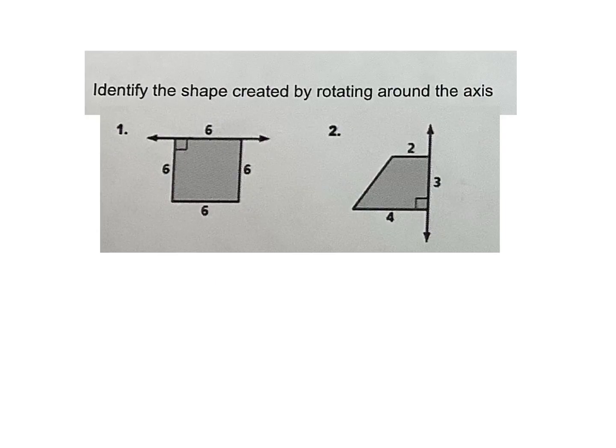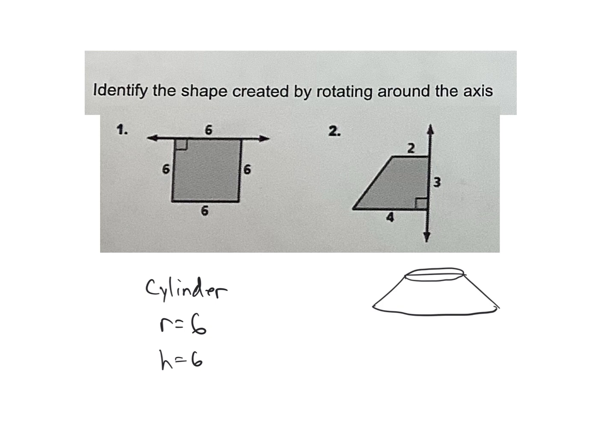Describe your shapes. Identify the shape created by rotating around the axis. So this will be a cylinder, and the radius is 6 and the height is 6. Number 2, this is going to be, let me draw it. Okay. When you rotate it, that's what you get. The radius is 3. The height is 4.